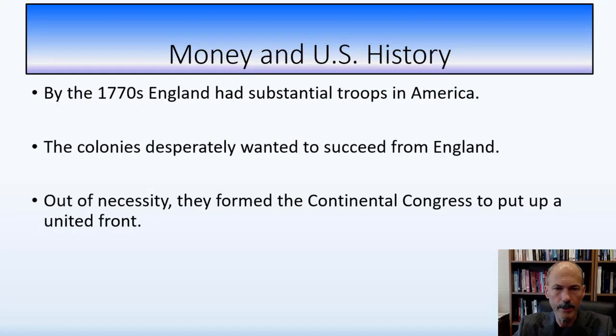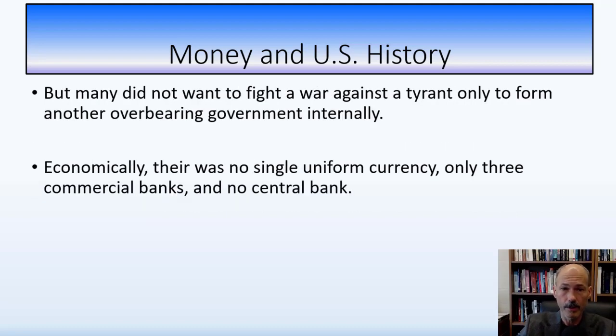Now, let's move on. In the 1770s, England had substantial troops in America. The colonies desperately wanted to secede from England. Out of necessity, they formed the Continental Congress to put up a united front. But many did not want to fight a war against the tyrant, only to form another overbearing government internally. Economically, there was no single uniform currency. Only three commercial banks and no central bank at the time.